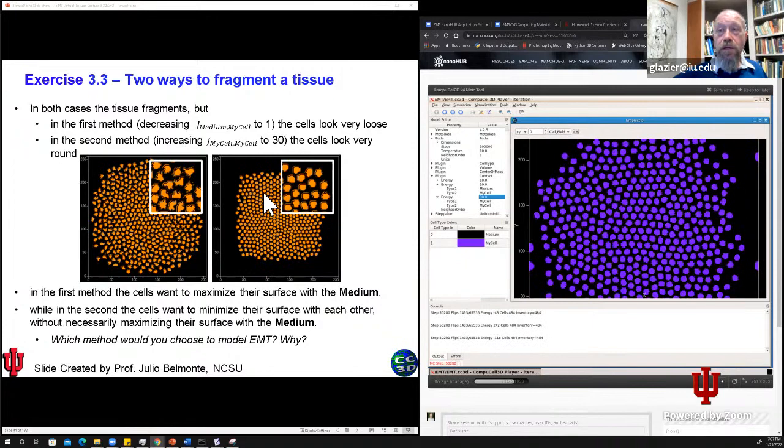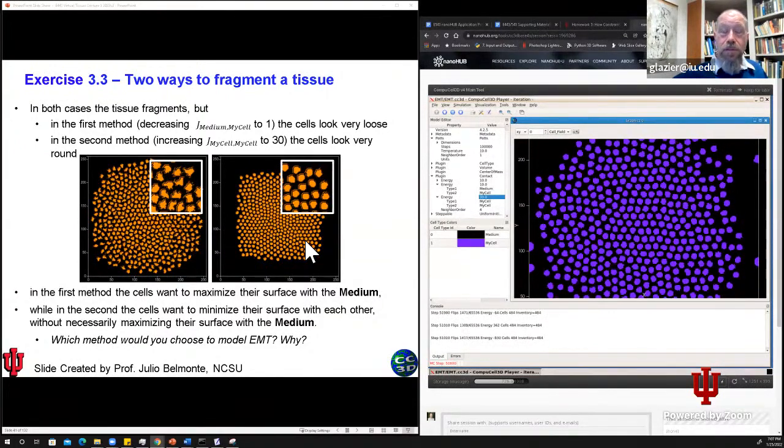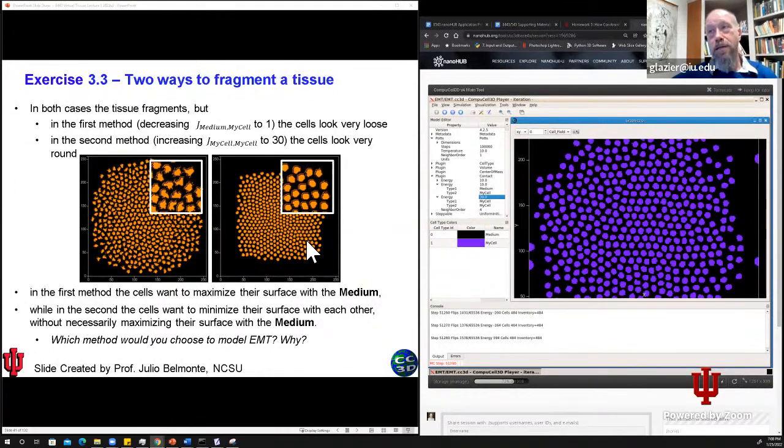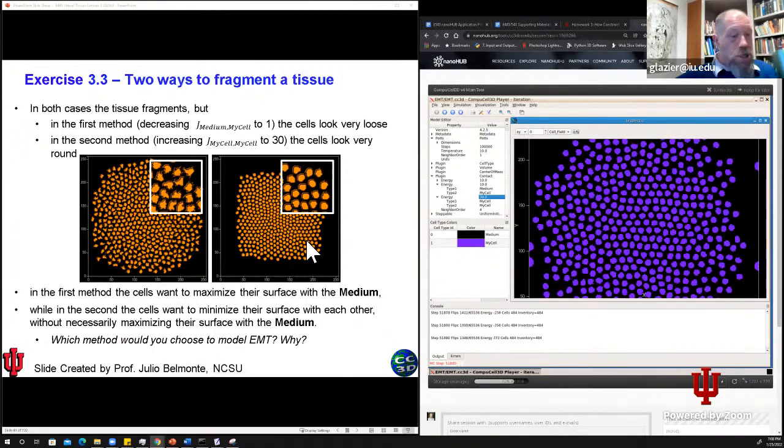Which of these two simulations, and this is Julio's slide, which of these two methods would you prefer to use to model epithelial to mesenchymal transition? This is a question, essentially, of which of these behaviors is more biologically meaningful in this particular context. And I cut out a bunch of slides about EMT, so I didn't really cover it in detail.